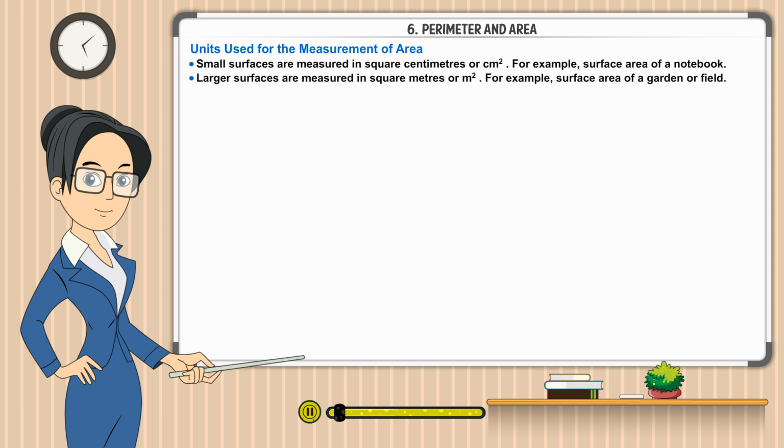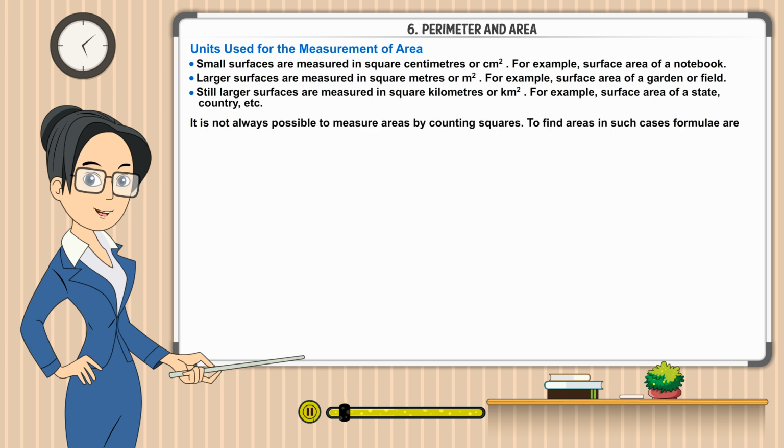For example, surface area of a garden or field. Still larger surfaces are measured in square kilometers or kilometer square. For example, surface area of a state, country, etc. It is not always possible to measure areas by counting squares. To find areas in such cases, formulas are used.